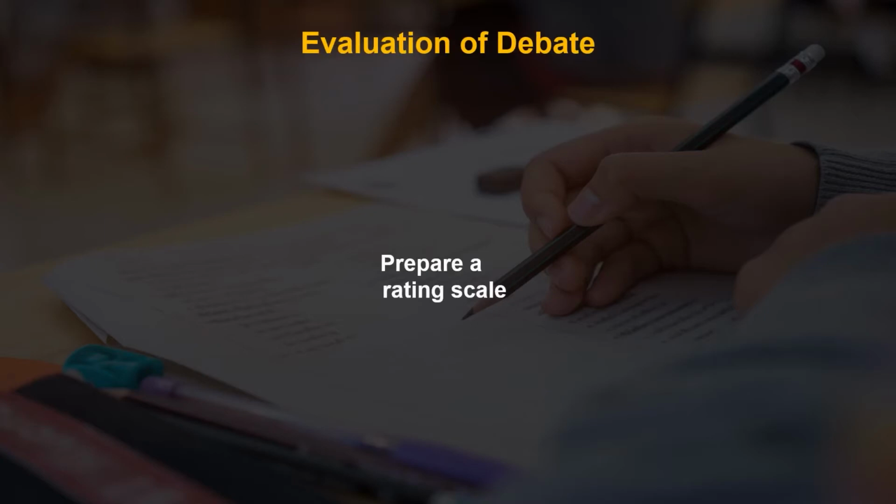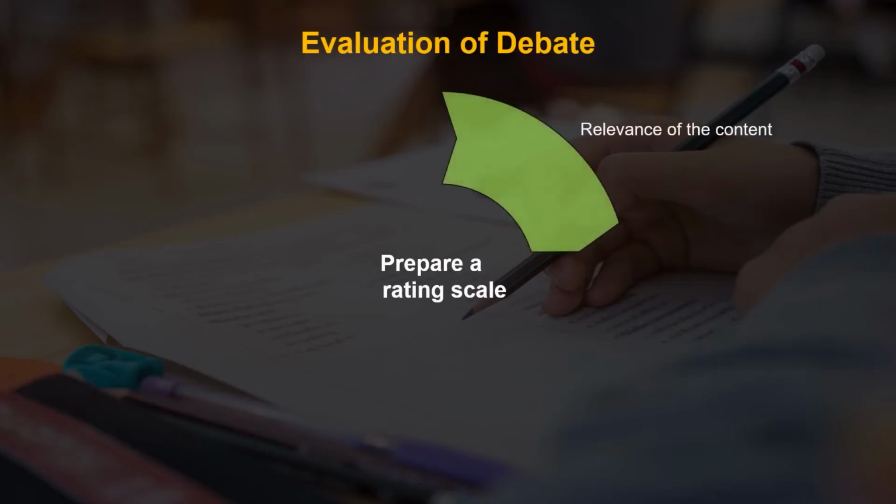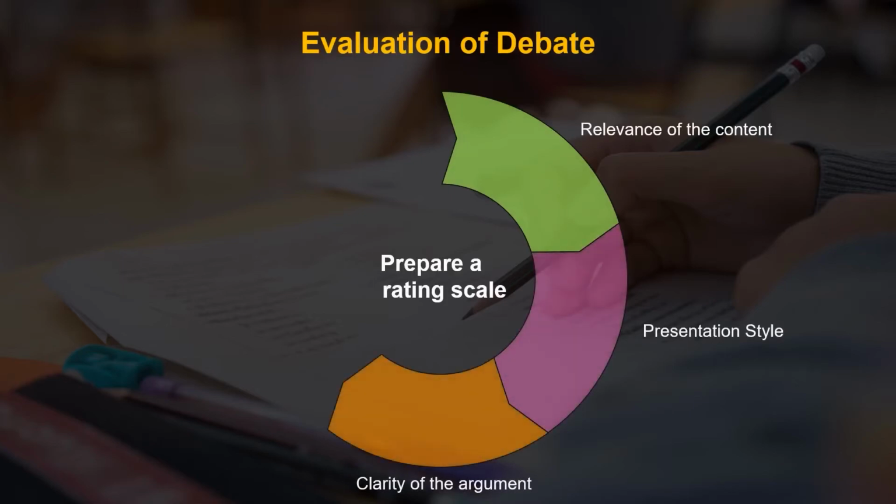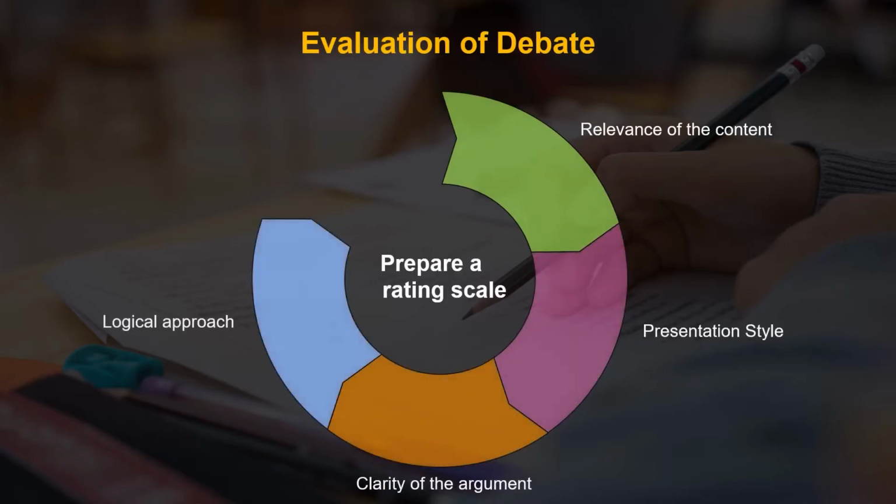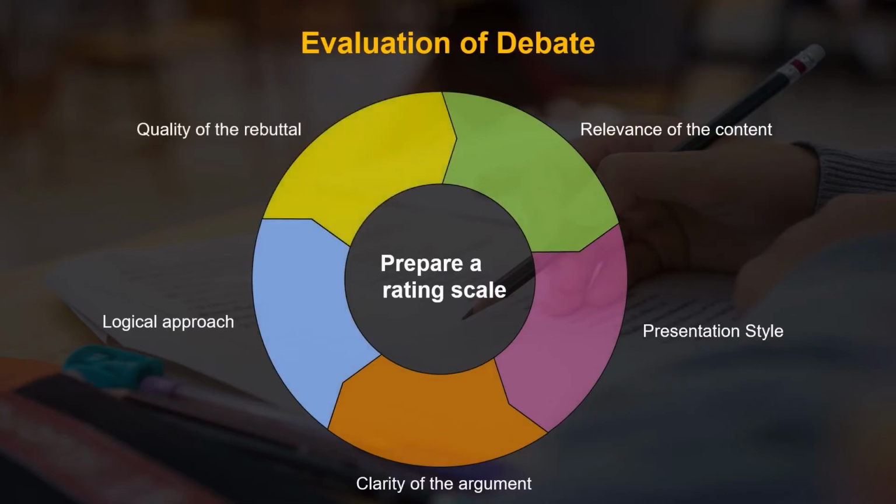And the rating scale should consist of items related to relevance of the content, presentation style, clarity of the argument, logical approach, and quality of the rebuttal. These items should be there. And then we can see that all the above techniques are individual techniques.